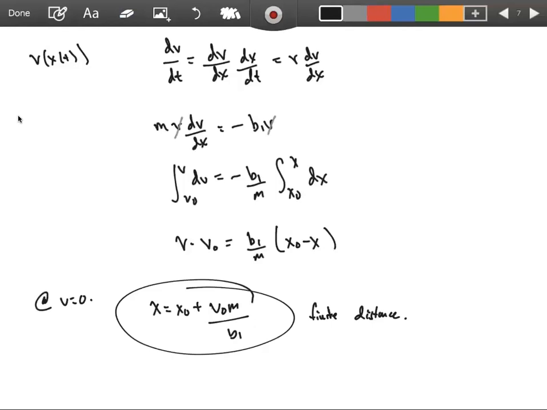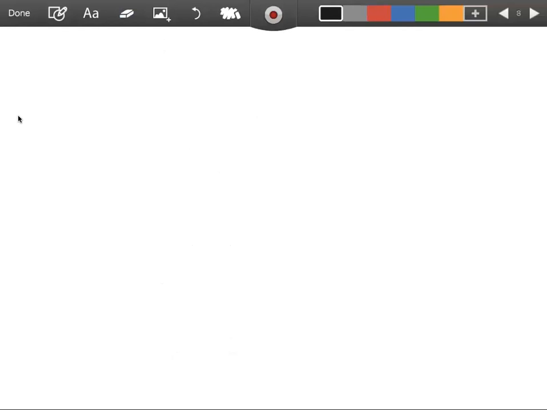So now let's look at the quadratic case. A little more complicated, but not too bad. So in the quadratic case, we're going to have m v dot equal to minus b2 times v squared.